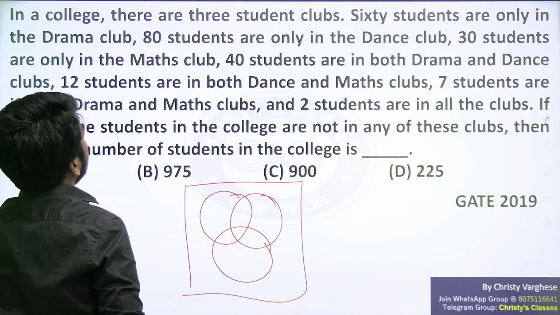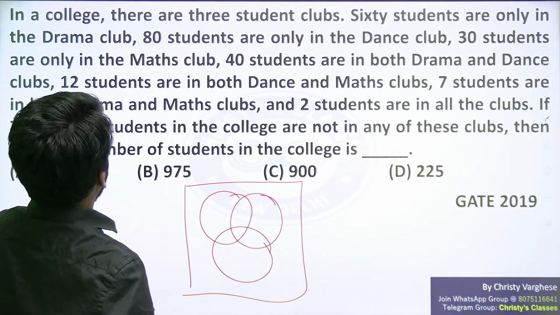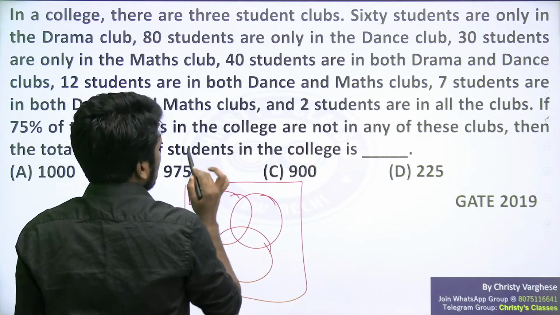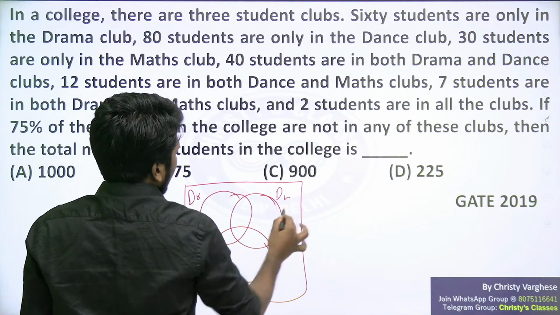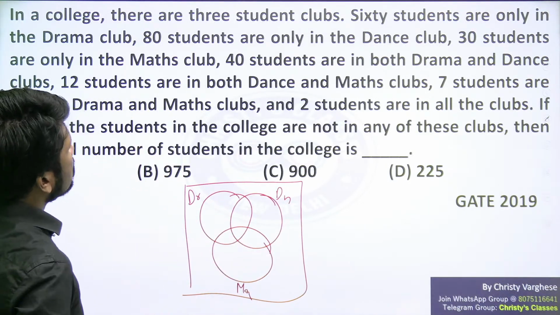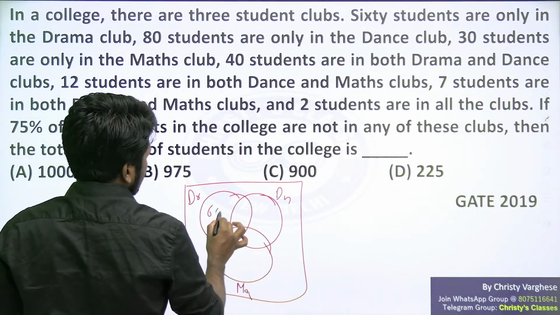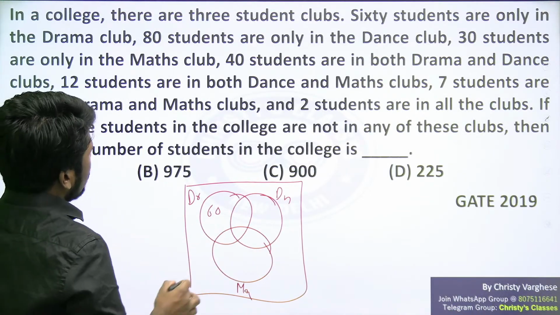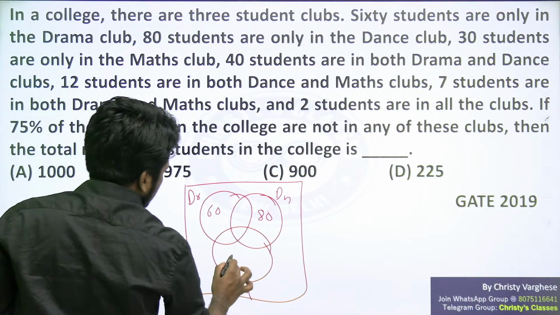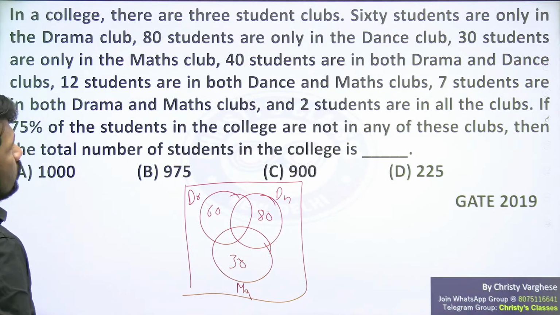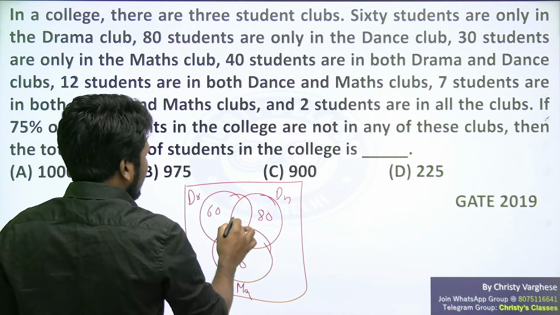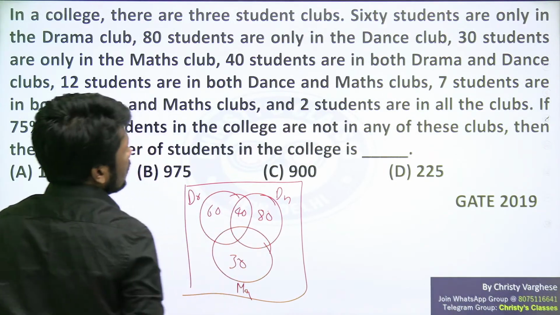So total number of students is also not given, right? So 60 students are only in drama club. Drama we will denote by DR, dance by DN and math by MA. So this is 60. 80 students are only in dance club. This is 80. And 30 students are only in math club. So this is 30. 40 students are in both drama and dance club. So yeah, just like the previous question, both drama and dance, that is why we can denote it here.